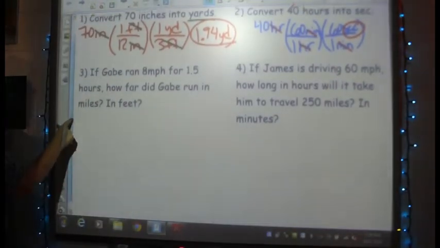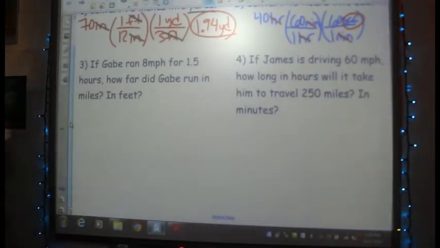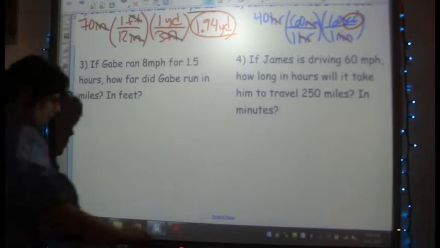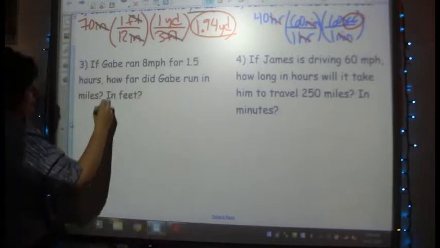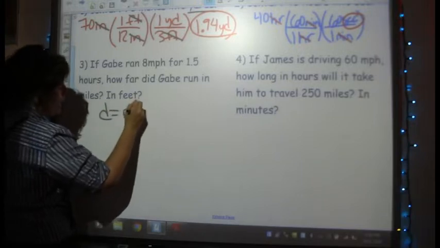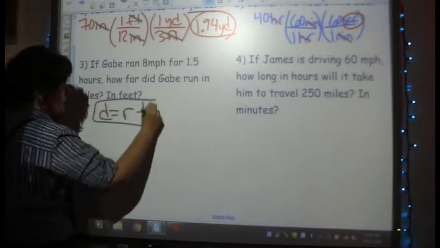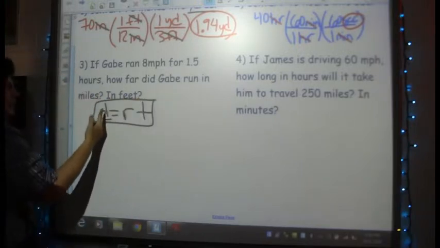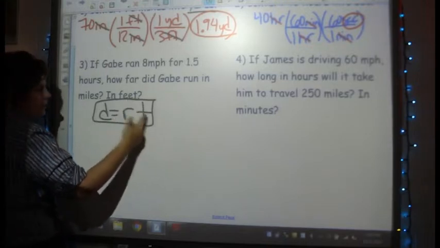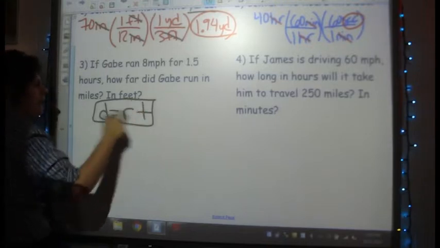For number 3, it says, if Gabe can run 8 miles per hour for 1.5 hours, how far did Gabe run in miles? What about in feet? Well, I'm not sure if you know this formula or not, but distance equals rate times time. This is something we're going to come back to. Distance equals rate times time. So how fast did you go and how long did you go?